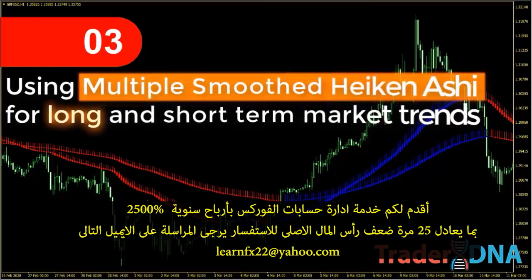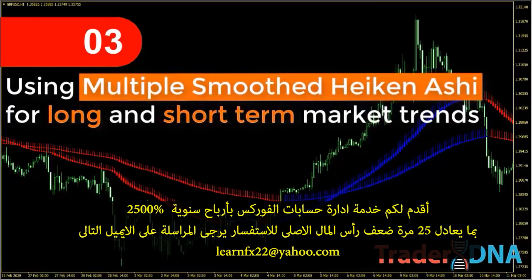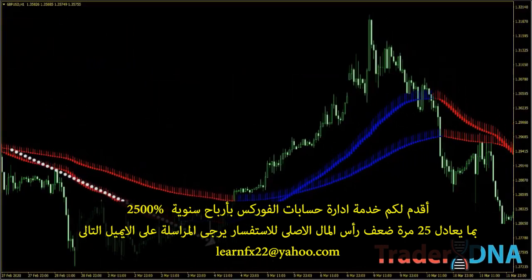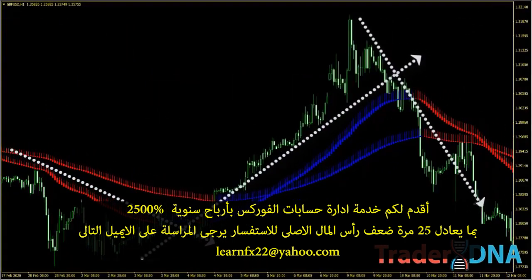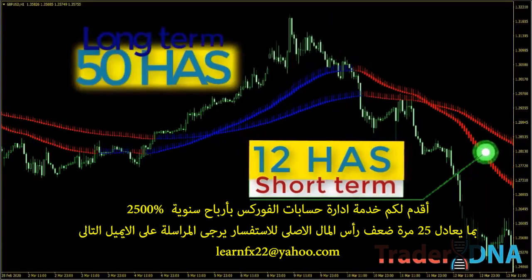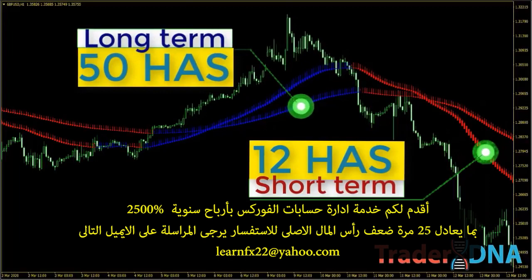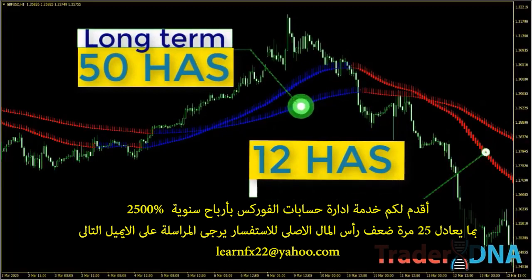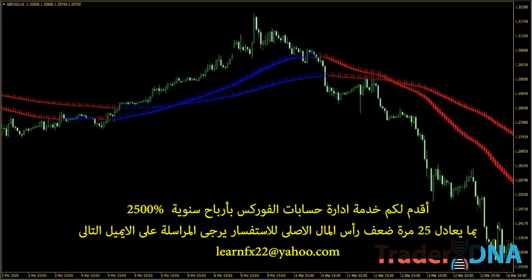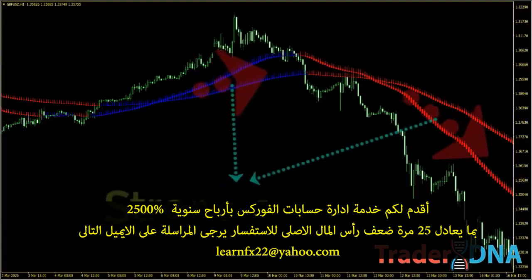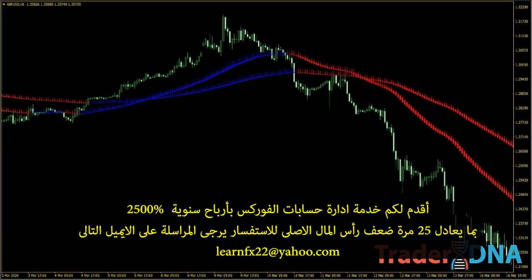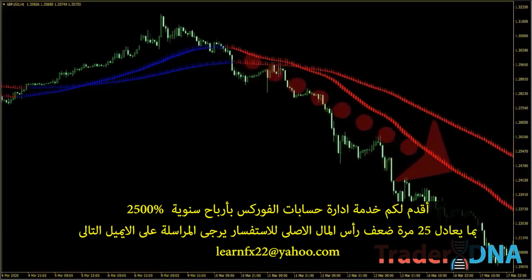Third, using multiple smooth Heikin Ashi for long and short-term market trends. This multiple smooth Heikin Ashi is a technical indicator that identifies changing trends, breakouts, and trading opportunities in the price of an asset by combining two smooth Heikin Ashi with different time periods. This allows traders to simultaneously assess the short and long-term trends in the market. As price crosses above or below these plotted levels on the graph, it can be explained as either strength or weakness for the asset you are trading. This method of using more than one smooth Heikin Ashi can be extremely useful in trending markets.